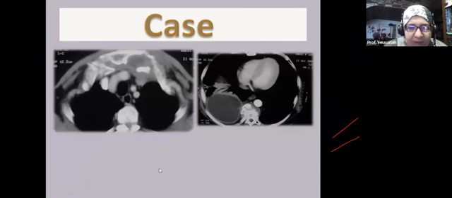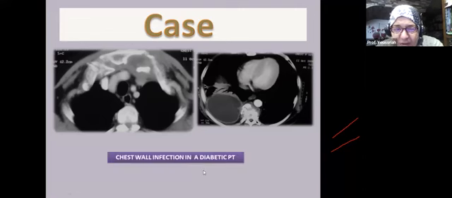This was a diabetic patient with oozing of pus from the anterior chest wall. CT revealed, as you can see here, infection of the left clavicle and the adjacent sternum. There is collection, there is fragmentation, there is sclerosis. In addition, we also found involvement of the spine, and there is an abscess, and there is involvement of the lung. So this is extensive chest wall infection in a diabetic patient.